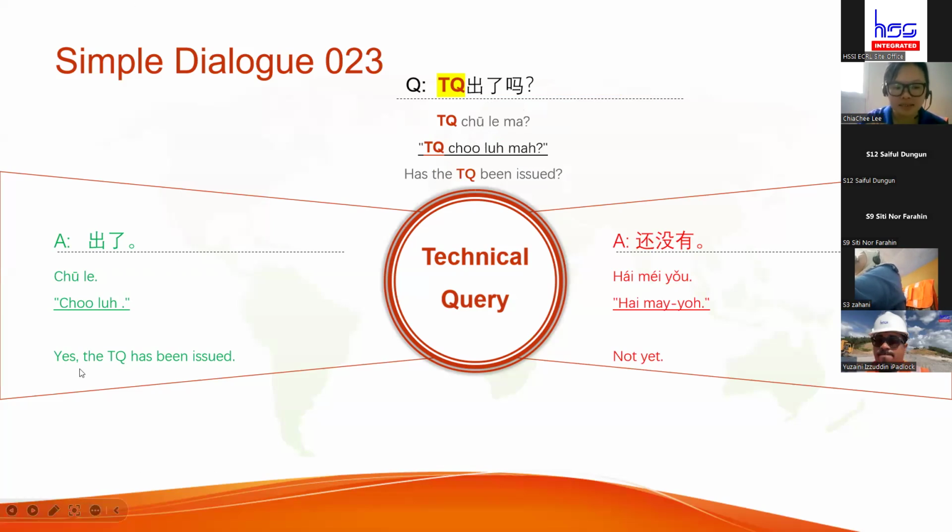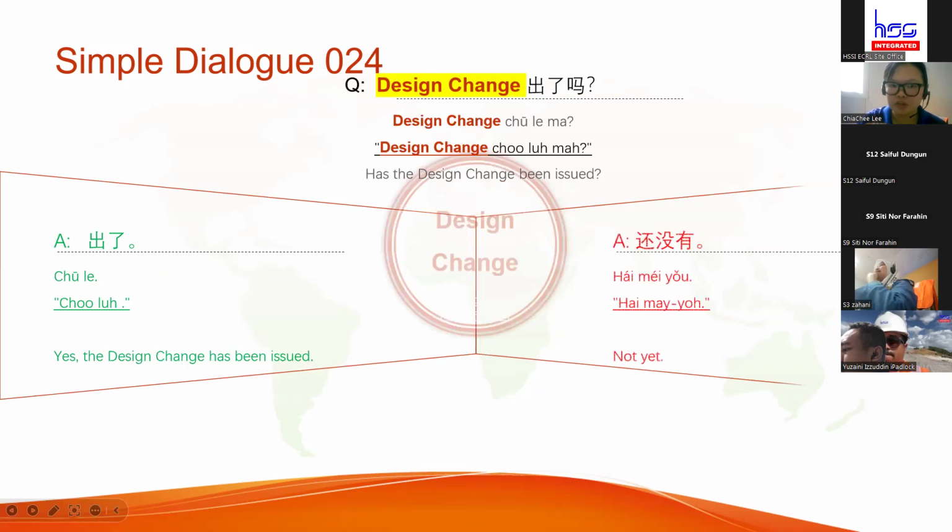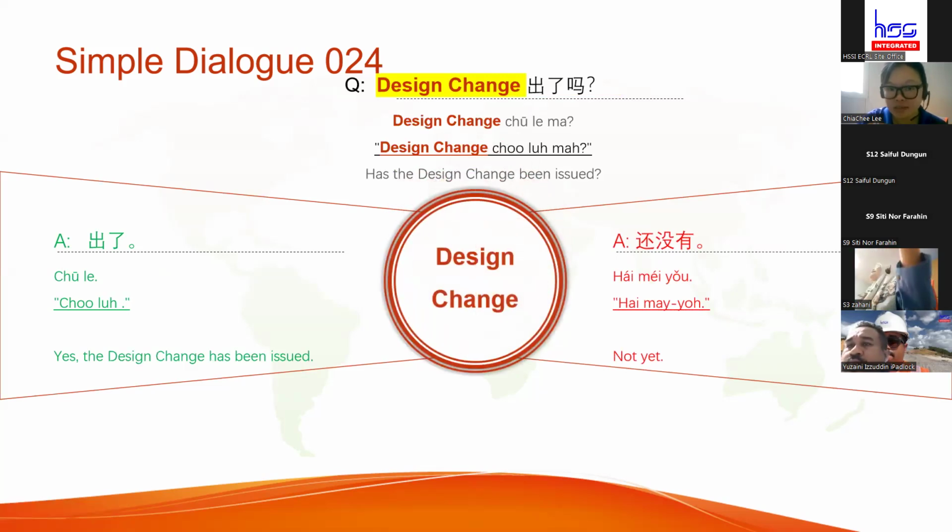They may say, yes, the TQ has been issued. So 出了 or TQ 出了. Negatively, they may answer not yet. 还没有. Then we have to trace further lah. The last reference document would be design change. Sometimes we have it from embankment to covered, for example, or from tunnel to open cut, for example. So there would be design change.